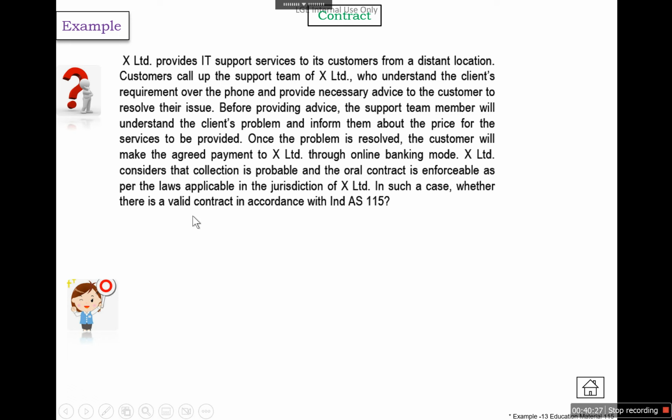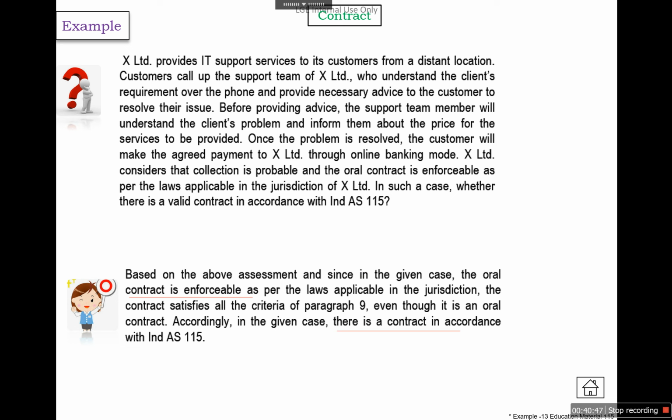In such a case, is there a valid contract? So there are five conditions. There should be approval and commitment. It may be oral, written, or customary business practice. So there is approval. Identifiable rights of each party, it is there. Identifiable payment terms, it is there. Commercial substance is there. And probability of collection is there. So there is a contract as per Ind AS 115.